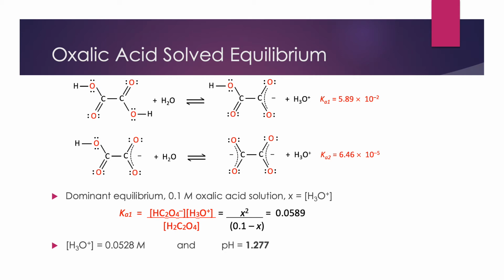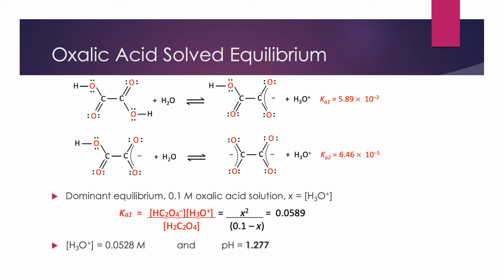The concentrations of both hydronium ion and the HC2O4 minus ion are the same, and they're going to be x, so that's x squared in the numerator. And the oxalic acid, H2C2O4, starts off at 0.1 molar, and it loses a little bit, x, so its equilibrium concentration is going to be 0.1 minus x. And that's going to be equal to the equilibrium constant for the first dissociation, 0.0589.